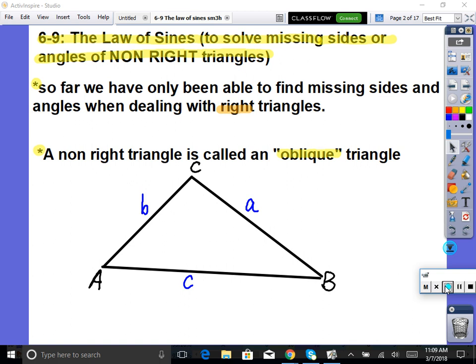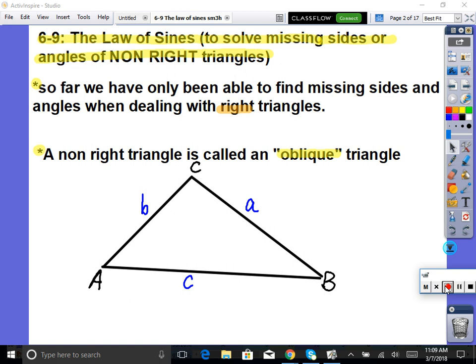We've been able to solve missing side lengths and missing angles when dealing with right triangles only. However, there are triangles out there that are not right triangles. These are called oblique triangles. An oblique triangle is just a triangle that does not have a right angle.